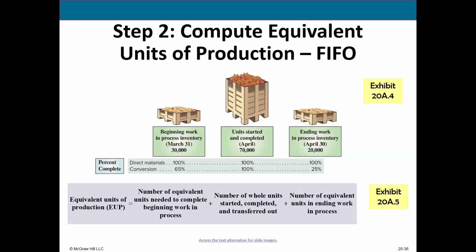So to find the equivalent units of production, we take the number of equivalent units needed to complete the beginning work in process inventory, plus the number of whole units started and completed and transferred out, plus the number of equivalent units in ending work in process. That gives us our equivalent units of production formula.